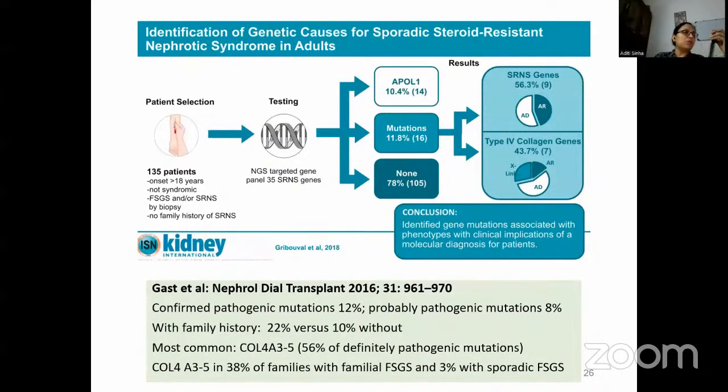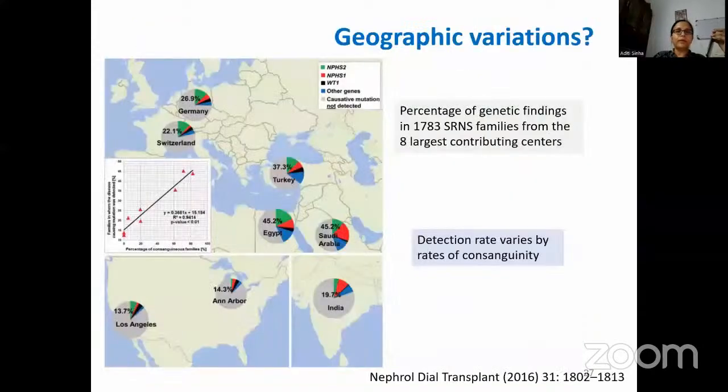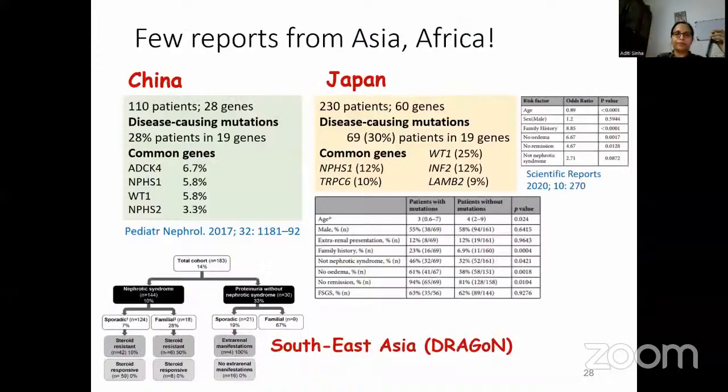Yes, indeed, it can be monogenic, because almost 10 to 15% of cases of adulthood onset sporadic steroid-resistant nephrotic syndrome are now shown to be monogenic in nature. And almost half of these cases are caused by variations in COL4A3, A4, or A5 genes. There is significant geographic variation in the prevalence of monogenic disease because the majority of these conditions are autosomal recessive, and the rates of consanguinity vary depending on the ethnic background of the population.